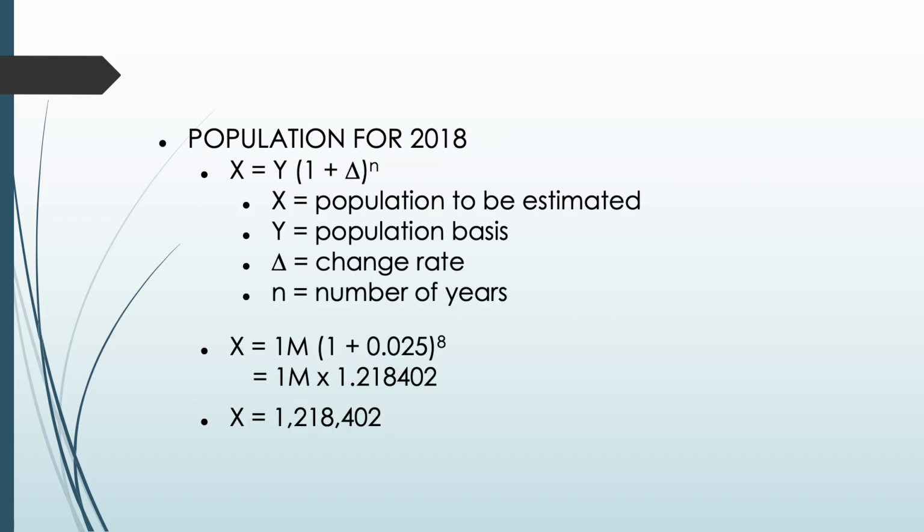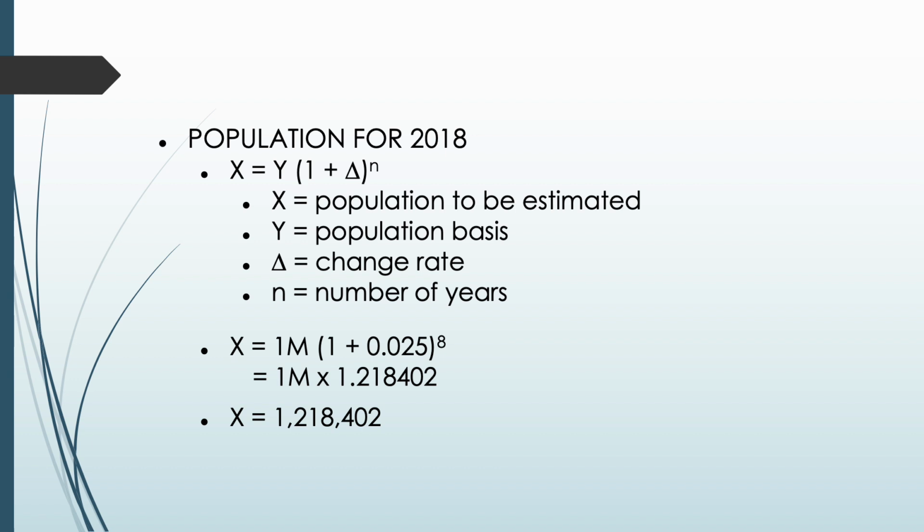So to compute for the population for 2018, we have this formula. X is equal to Y times the sum of 1 and delta to the nth power, where X is the population to be determined, Y is the population basis, delta is the change rate, N is the number of years.